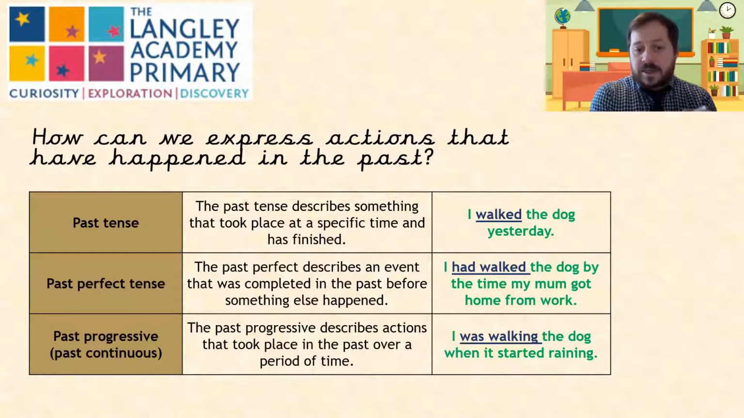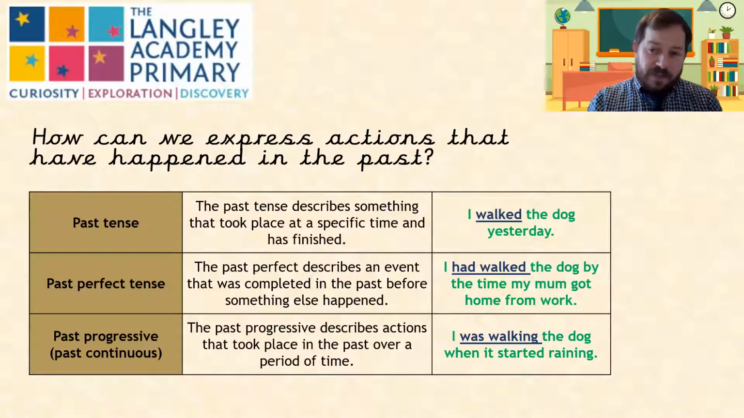The past perfect tense describes an event that is completed in the past before something else happened. So I had walked the dog by the time my mum got home from work. The event of having walked the dog has already ended before something else has started. And then your past progressive describes actions that took place in the past over a period of time. So I was walking the dog when it started raining. Both of these two things are in the past. I walked my dog in the past and it started raining in the past. But the walking of the dog happened when it started raining. So I was walking the dog.